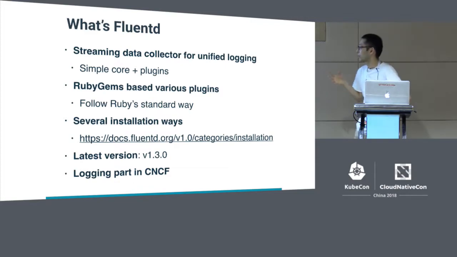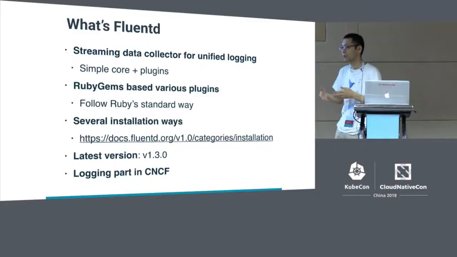Fluentd consists of the core and the plugin parts. Fluentd's core provides the important features for data collection. The plugins cover Fluentd's users' use cases, for example, reading data or writing data. So the core provides the important features, and plugins focus on the core logic of reading data or writing data.